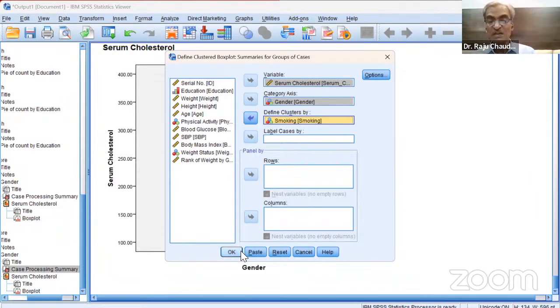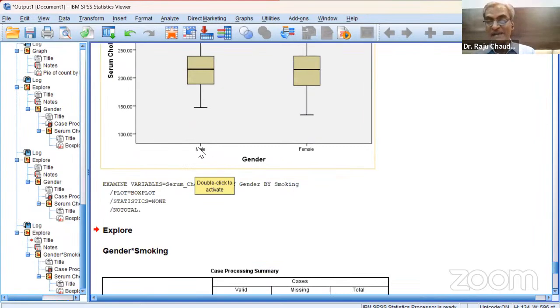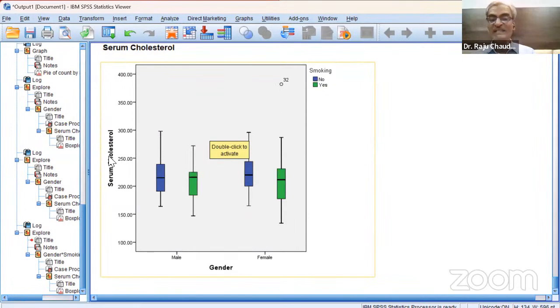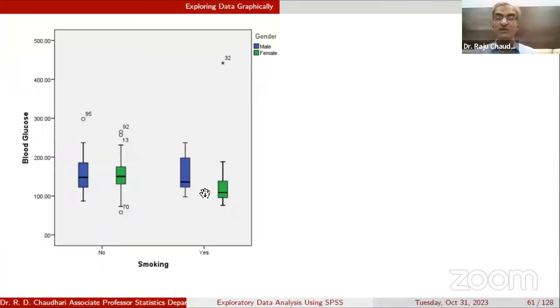Okay, so click OK, and now you can see these are the clusters, right? Same here, it is a separate box plot for male and female for serum cholesterol. Now in this case, again serum cholesterol, this is for male, this is for female. But since I have added a third variable, that is smoking status, we can have a side by side, that is multiple, or simply we call it a clustered box plot. Okay, it is known as a clustered box plot.